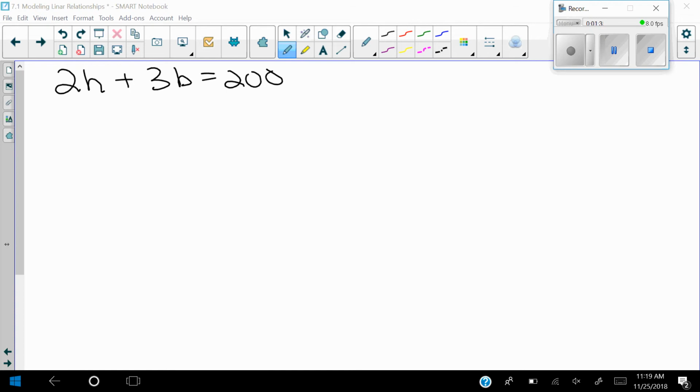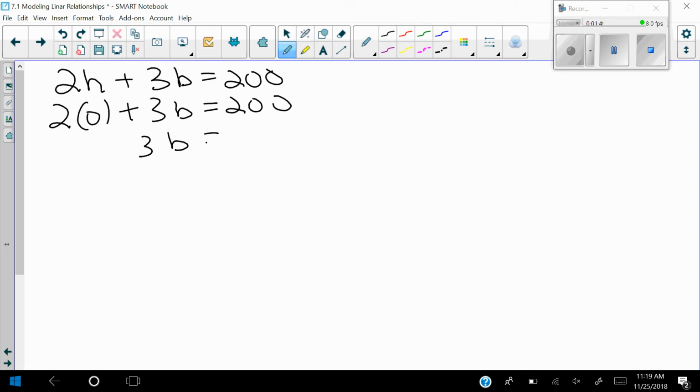So first I'm going to start off by plugging in 0 for my hot dogs. All right. And once I do that, I end up with 3b is equal to 200. And then once I divide by 3, b will be equal to 40. So when I have 0 hot dogs, I've got 40 burgers. Or I need 40 burgers in order to get 200.